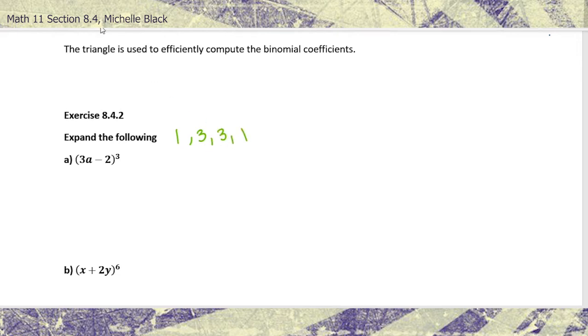But our a in this case is 3a. Ignore the fact that it's the same variable, just this was used in talking about the triangle, and this one happens to have an a for our variable. And our b from the triangle expansions above is now -2.